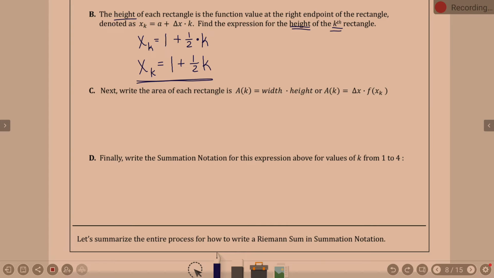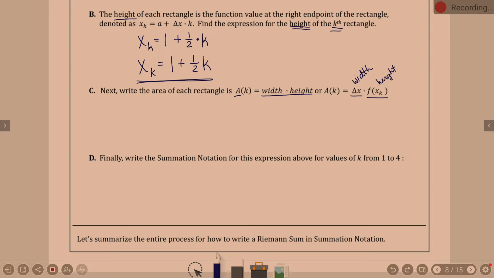Okay. Next, we're going to write the area of the rectangle, noting that the area is going to be the width times the height. Well, we talked about width. What is width? Width is the delta x. How large is each interval, right? And f of x sub k is your height, because that is the function value at the right-hand interval.